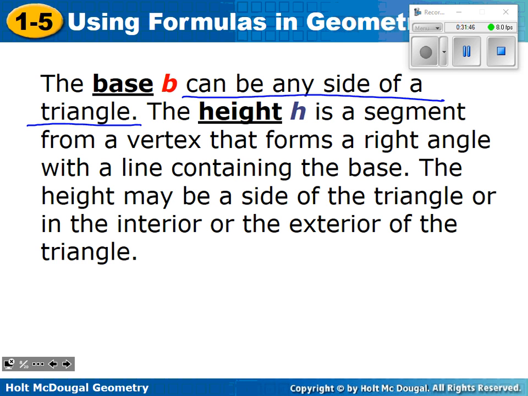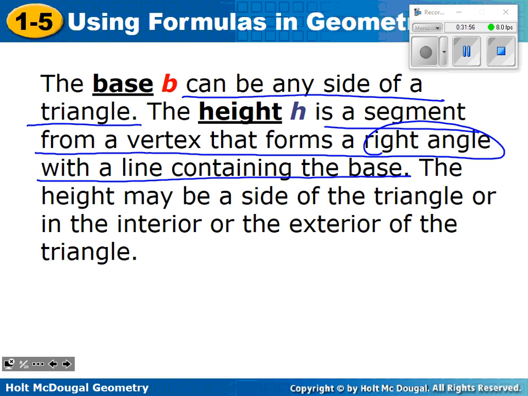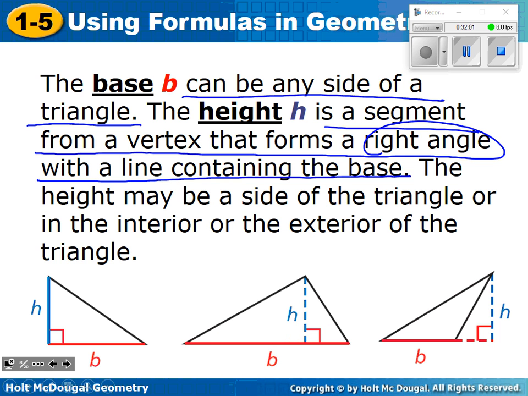So the definition for height is a segment from a vertex that forms a right angle with the line that contains the base. And then they give you some pictures in your notes to explain what they mean. Again, I could call this side the base and this the height in a right triangle because they make a right angle when they meet. I can call this the base, but notice that the height has to go from the vertex straight down perpendicular to it. Over here, notice that these are dashed.